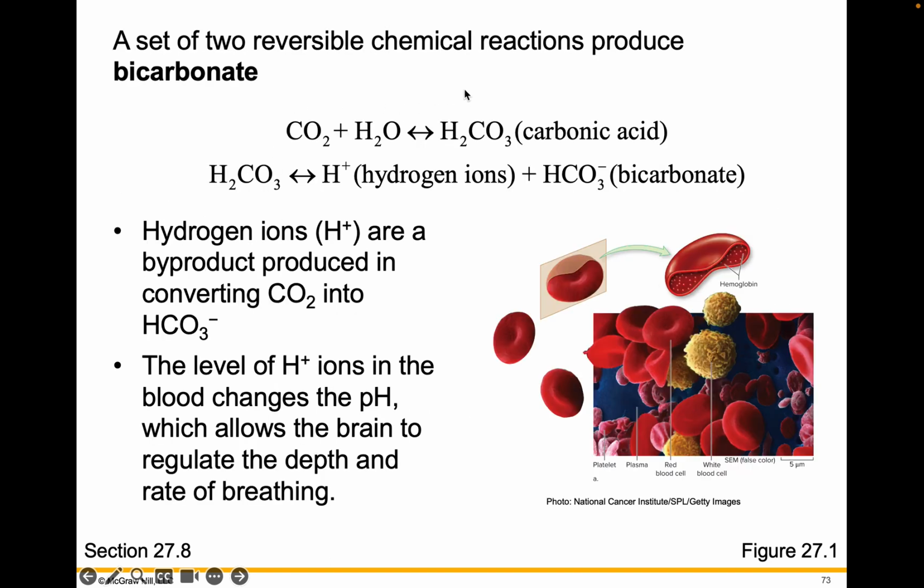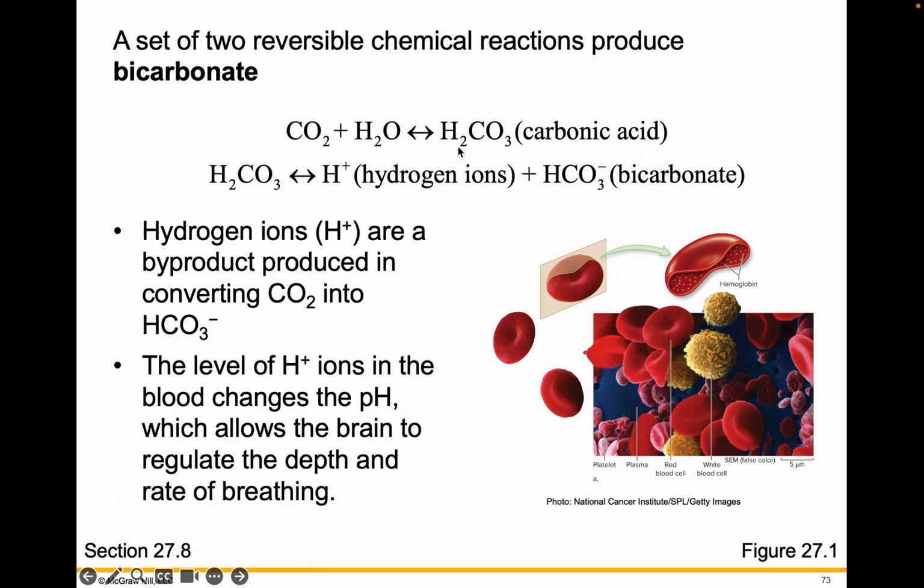A set of two reversible chemical reactions produce that bicarbonate. So when carbon dioxide gas and water mix, so when water becomes carbonated, it produces carbonic acid. But carbonic acid is also soluble in water, right? So it's going to break down into H+ ions and HCO3- ions, or this bicarbonate. All right, so the H+ ions in the blood change the pH. This makes it acidic. And that allows the brain to regulate the depth and the rate of breathing.